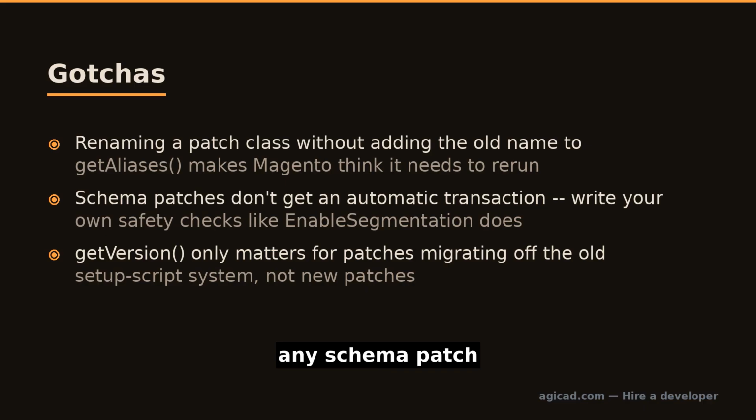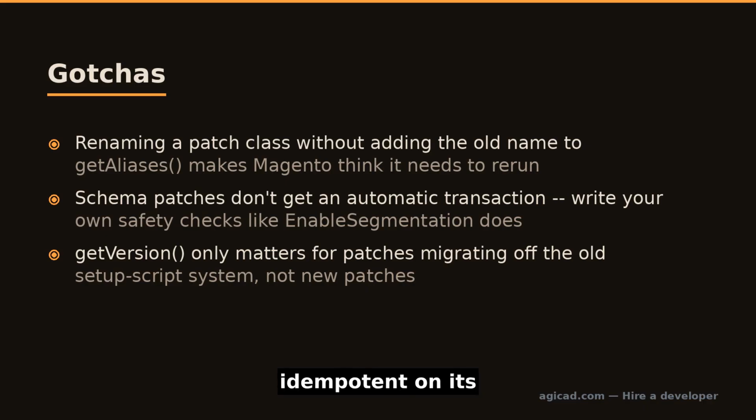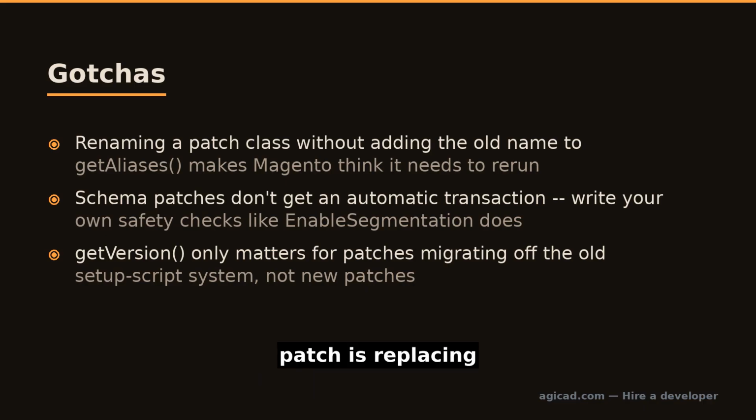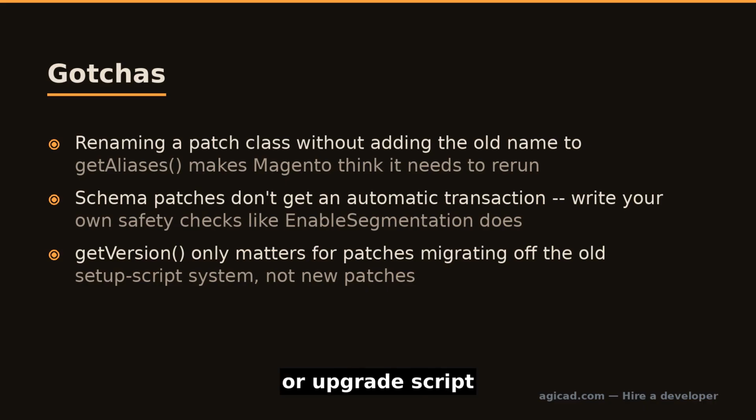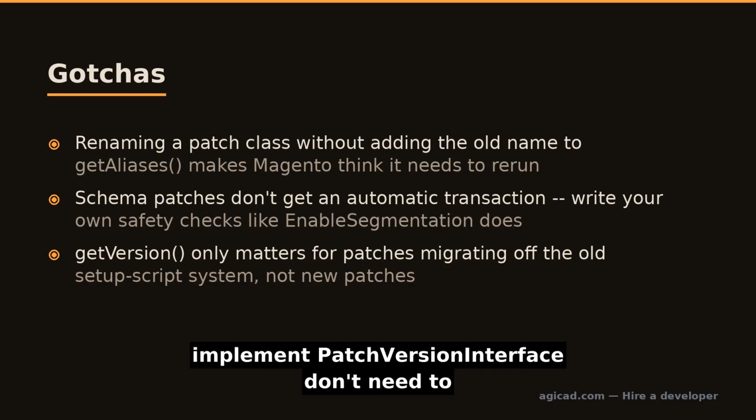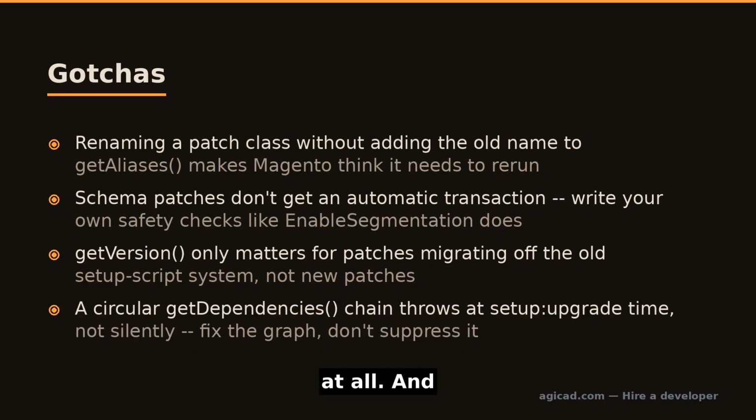getVersion only matters if a patch is replacing an old install or upgrade script that used version comparison. Brand new patches with no legacy history don't need to implement PatchVersionInterface at all. And a circular dependency between two patches' getDependencies methods throws a real logic exception the moment setup:upgrade hits it. That's a design signal to restructure the dependency, not something to catch and ignore.